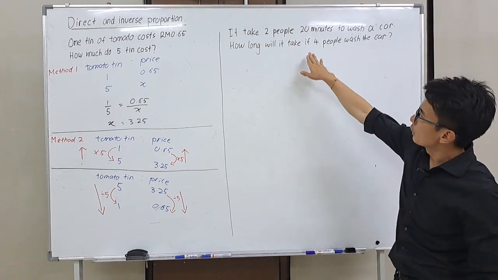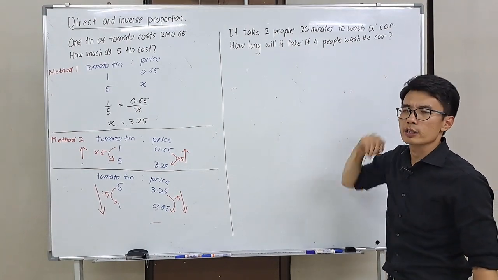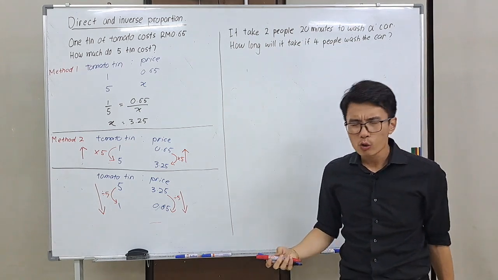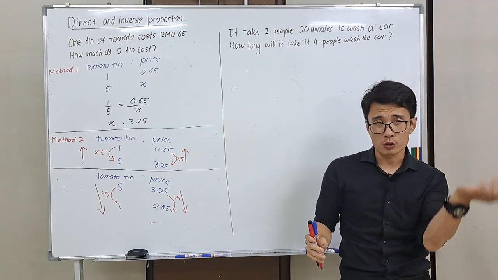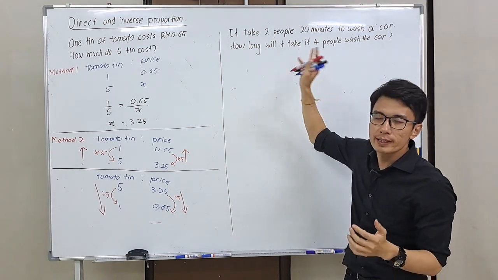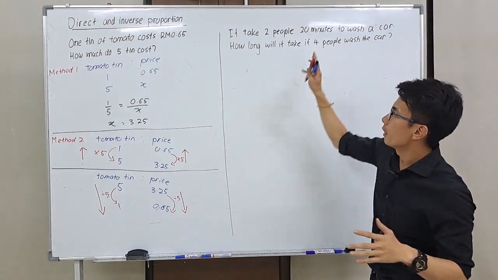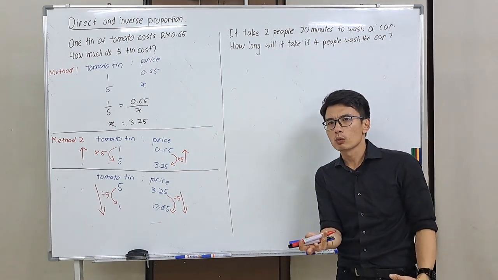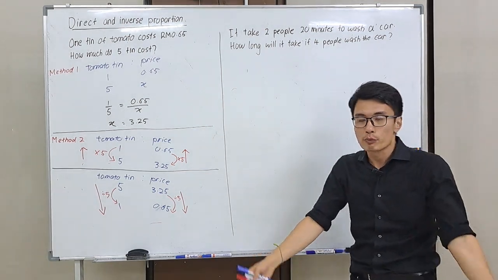Now, let's take a look at this question here. So again, when we are doing ratio, all this while we have been doing direct proportional questions. So let's assume first that this question is direct proportional, and let's see what we will get first.